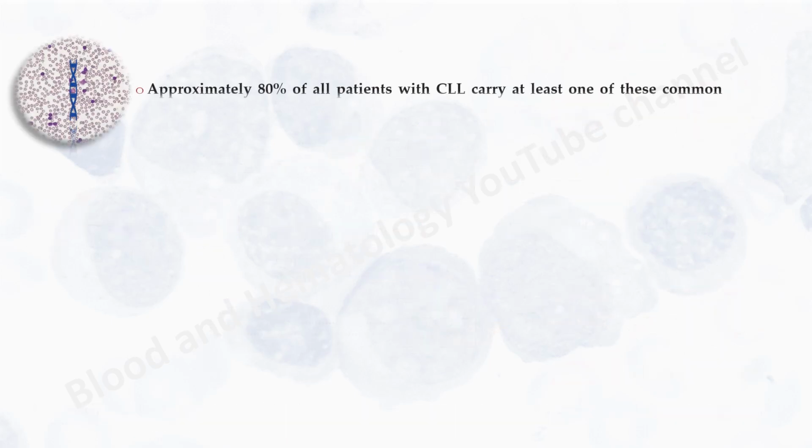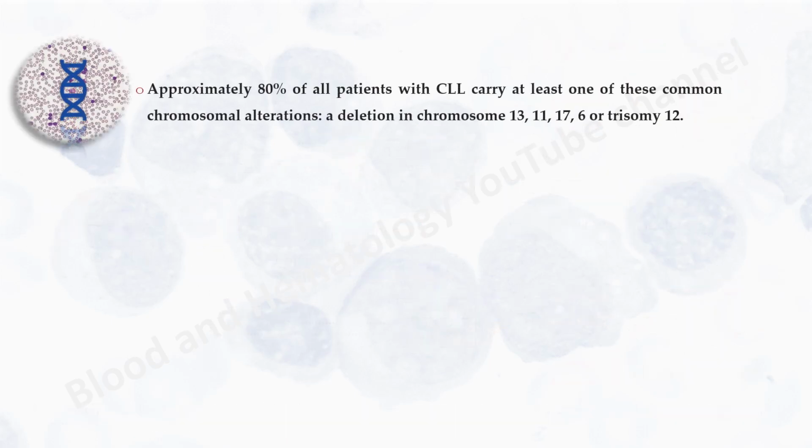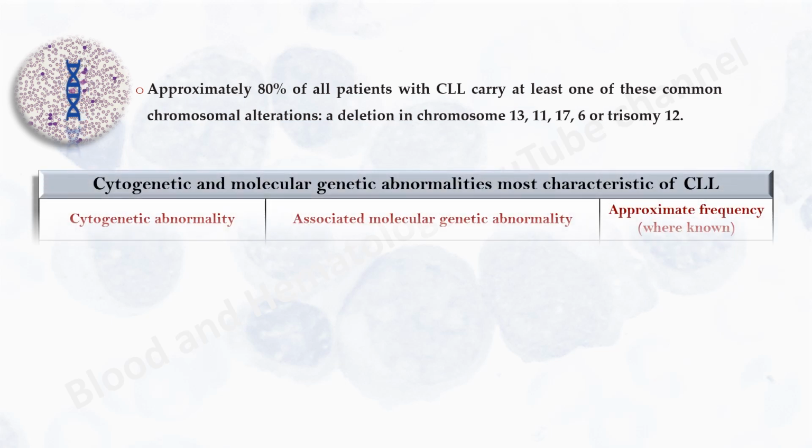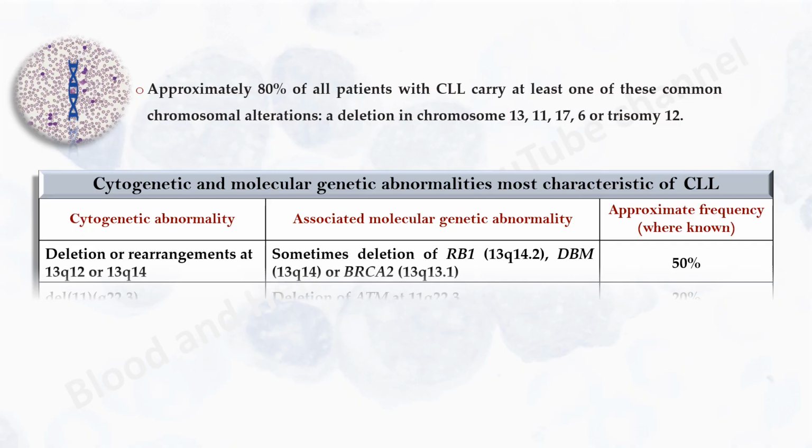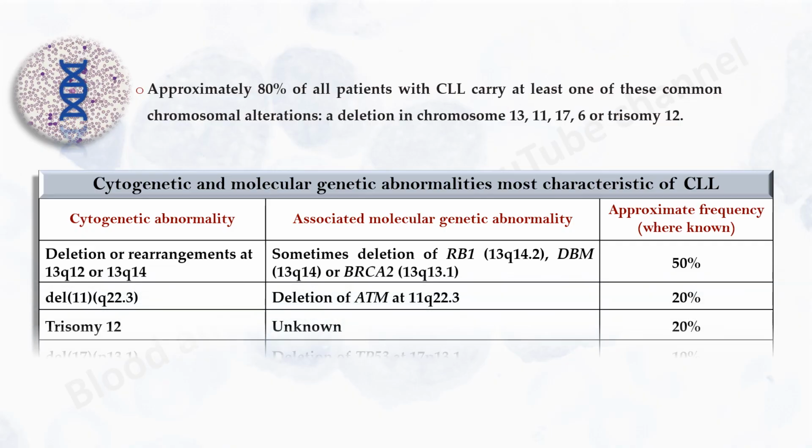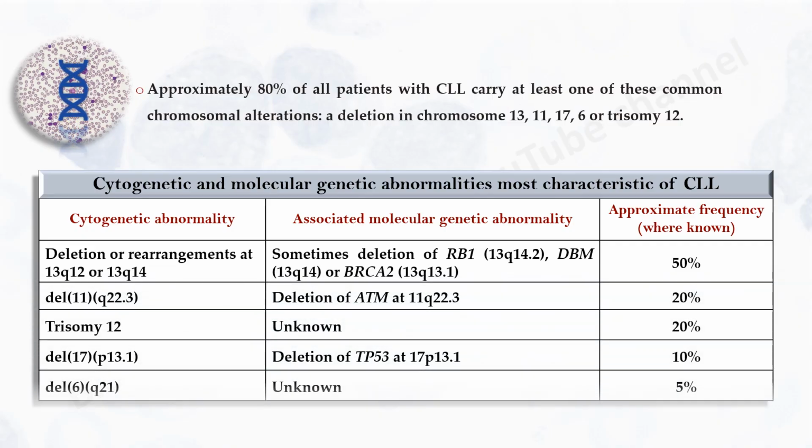Approximately 80% of all patients with CLL carry at least one of these common chromosomal alterations: the deletion in chromosome 13, 11, 17, 6, or trisomy 12. Cytogenetic and molecular genetic abnormalities most characteristic of CLL are summarized in the table.